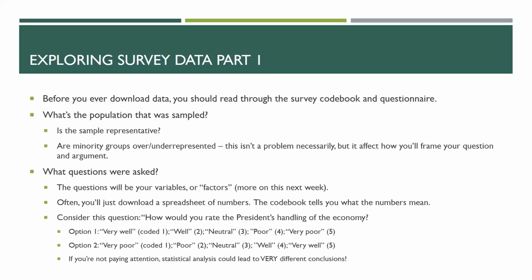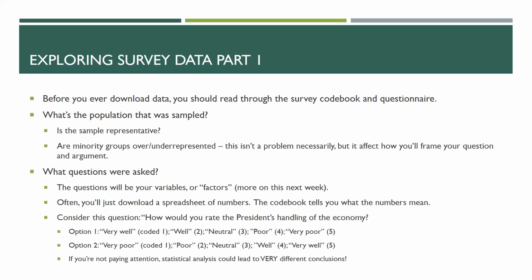You have to read the code book because the same exact question could be coded 2 different ways, right? So if we've got the question, how would you rate the president's handling of the economy? We could have a 1 to 5 scale that goes from very well to very poor with neutral in the middle. Or it might be coded such that it goes from very poor to very well.